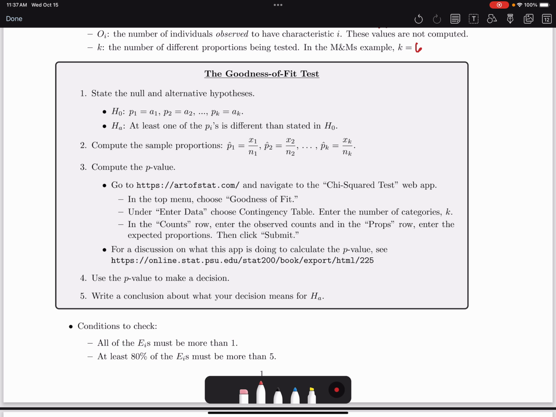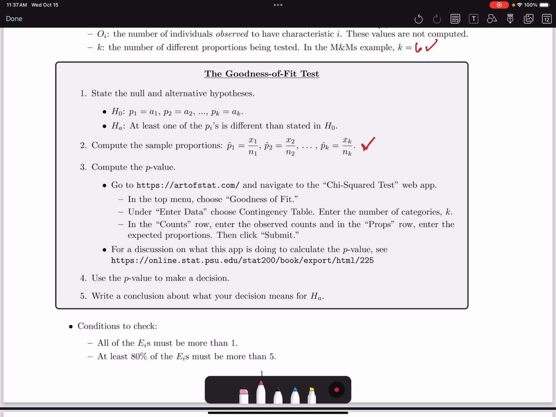We'll look at the sample evidence, right? So in this case, since we're testing proportions, and in particular, since we're testing K proportions, we'll have K sample proportions that we'll want to compute. And then we'll compute the p-value in ArtofStat.